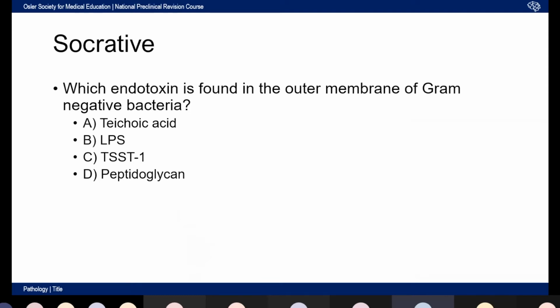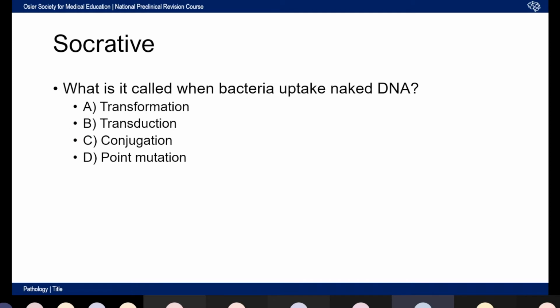So now for a couple of Socrative questions. First, which endotoxin is found in the outer membrane of gram-negative bacteria? Okay, yes, so you all got that right. Maybe it's an easier question. So yeah, it's LPS.